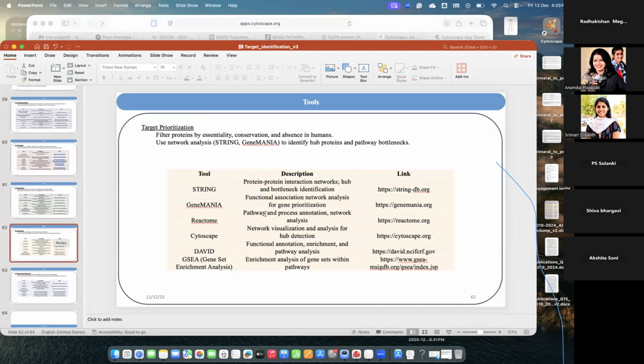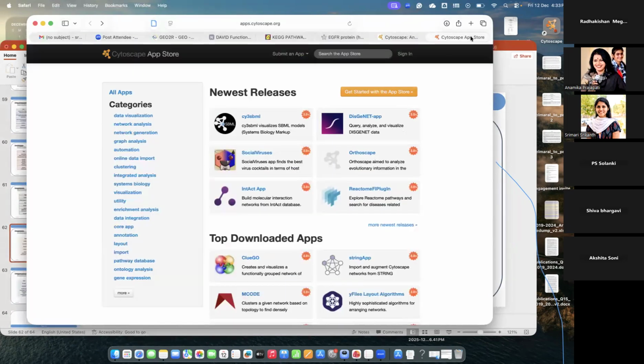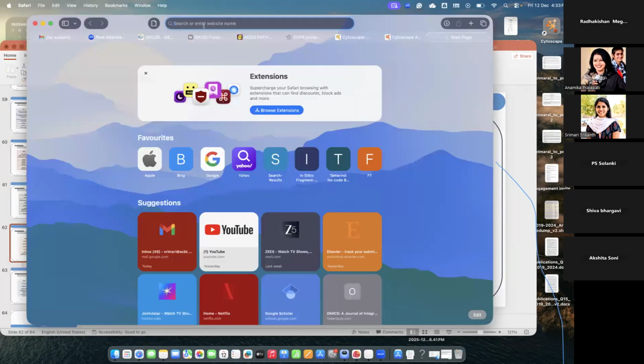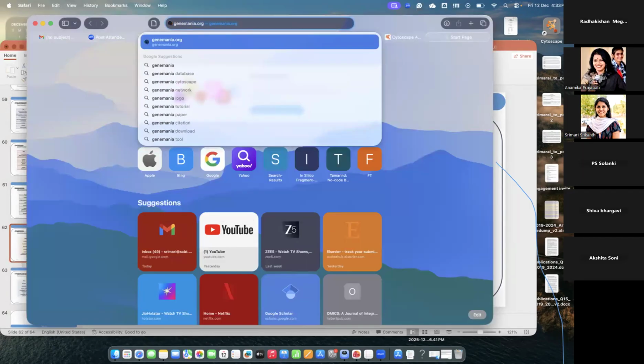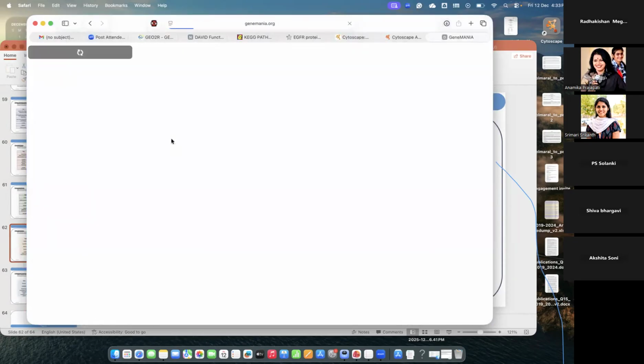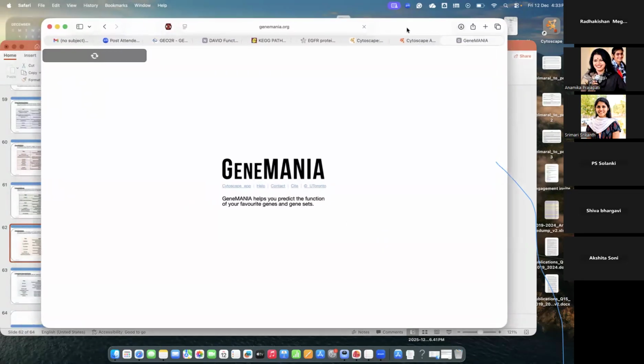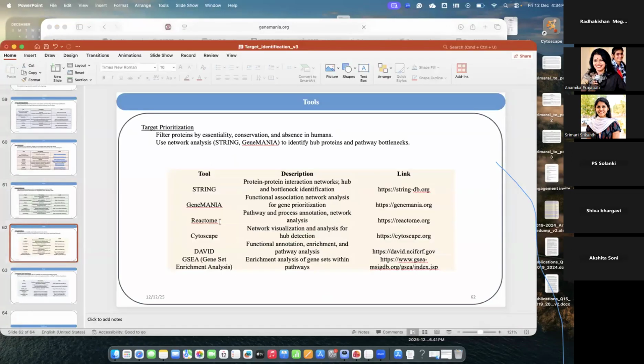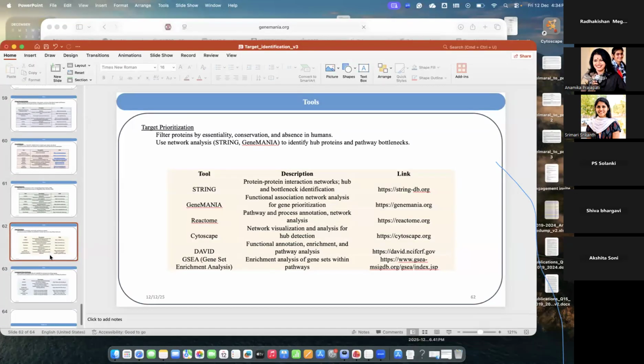So GeneMANIA also for functional annotation. It's still loading. And GeneViz at Cytoscape, Reactome.